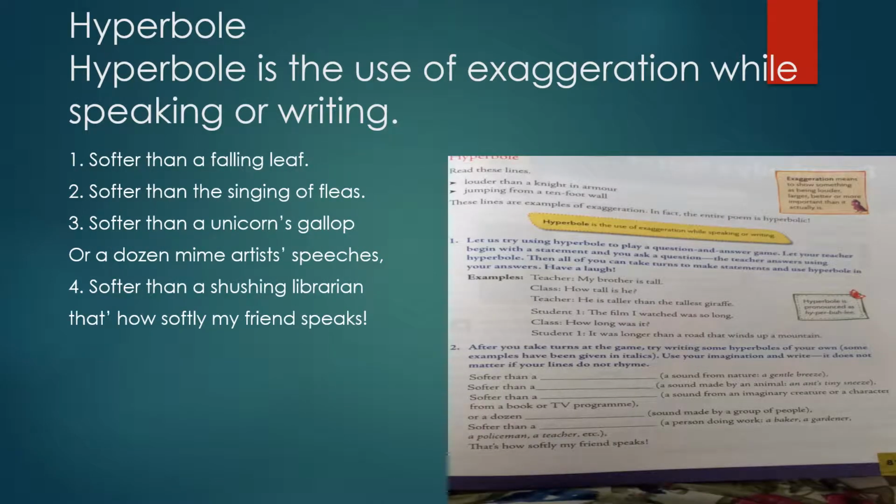So students, our next topic is hyperbole. See the spelling of hyperbole. Children, we pronounce this as hyperbole. Read these lines: louder than a knight in armor jumping from a 10-foot wall. These lines are an example of exaggeration. In fact, the entire poem is hyperbolic.